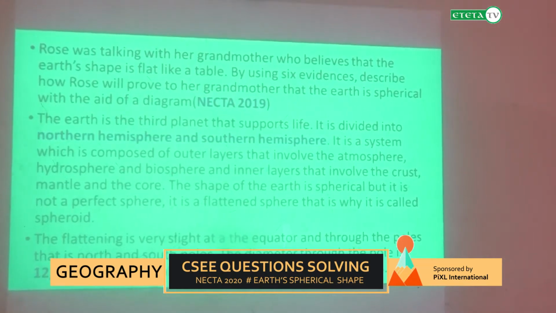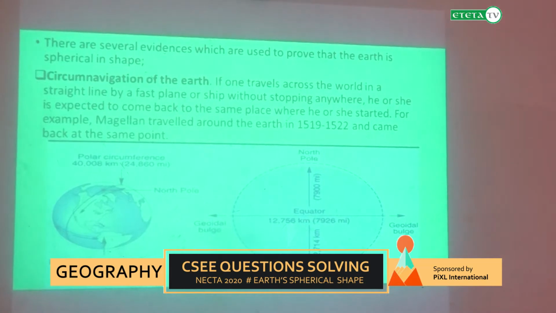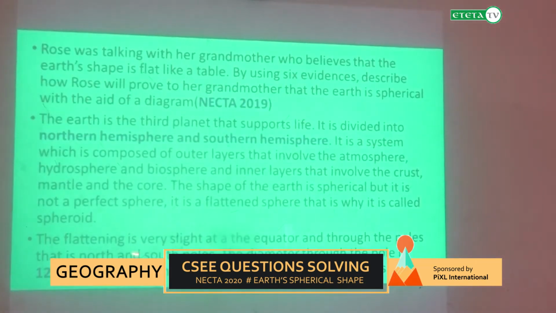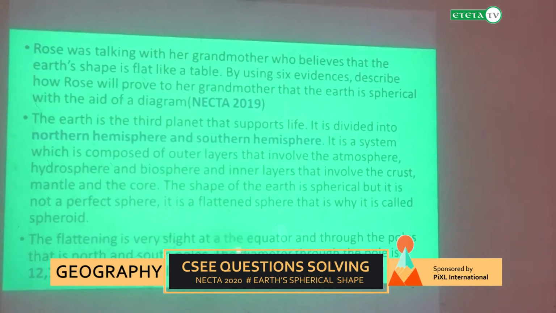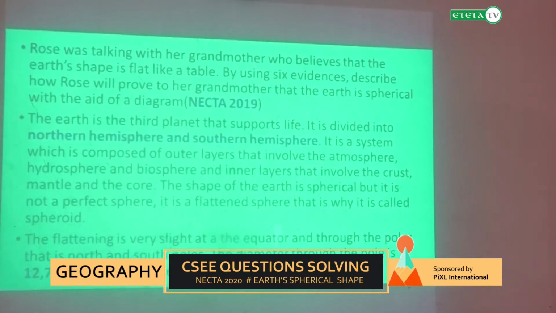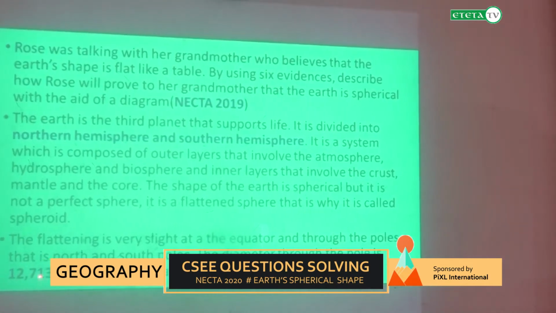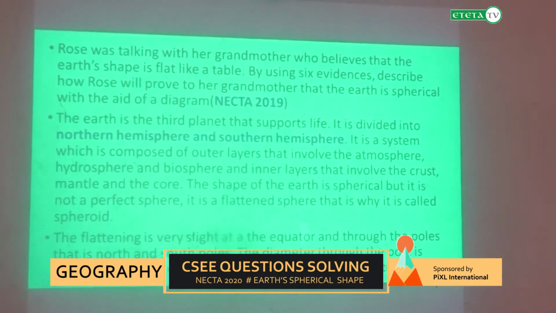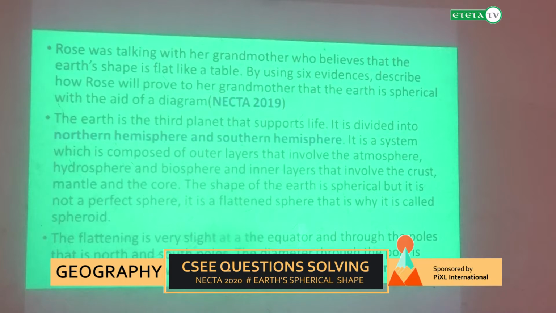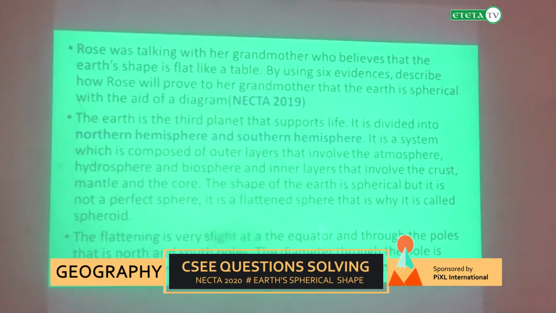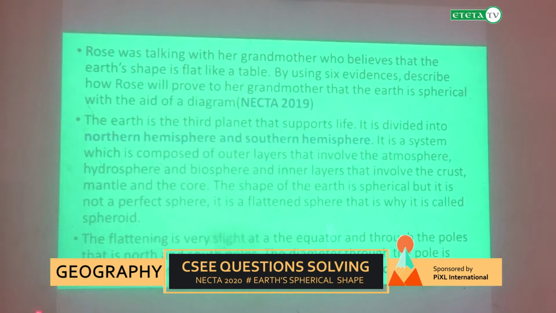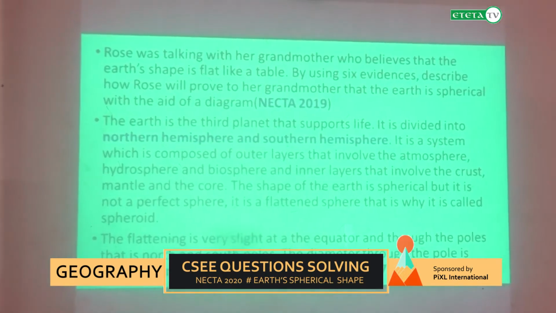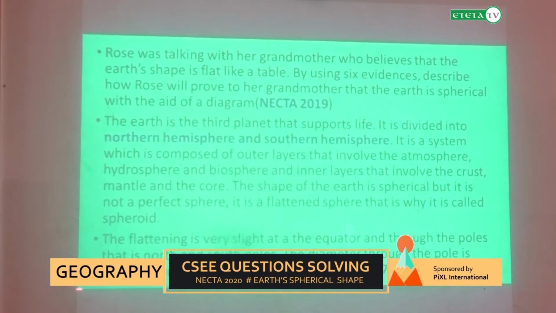And the flattening here, the flattening is very slight at the equator and through the poles, that is north and south pole. The diameter of the Earth is the one which proves that the Earth is not a perfect sphere. The diameter through the pole, for example, is 12,713 kilometers, while at the equator, it is 12,757. So you see that at the equator, the distance is longer than the distance from the North Pole to the South Pole, meaning that it is flattened to some parts from the east to the west.